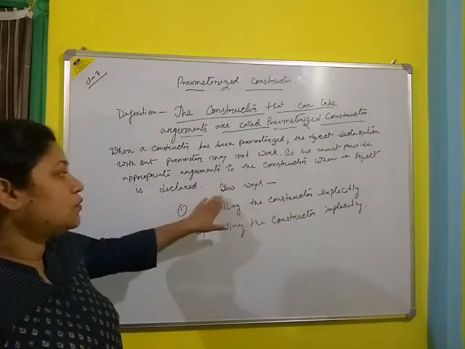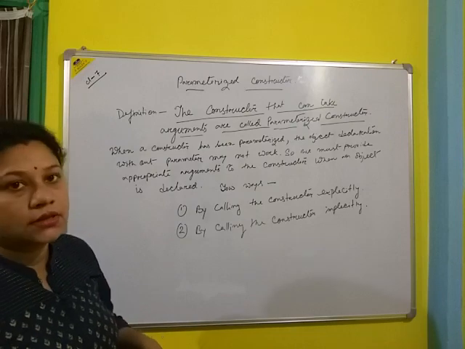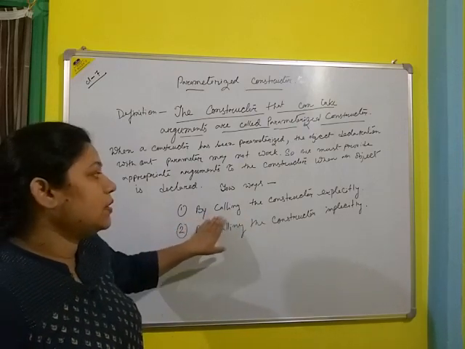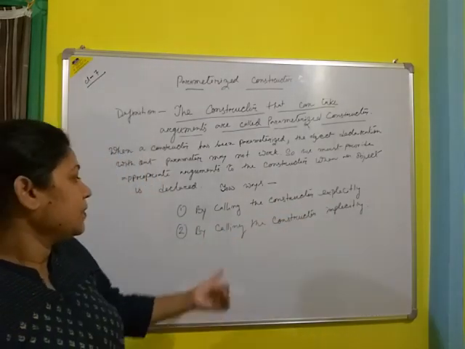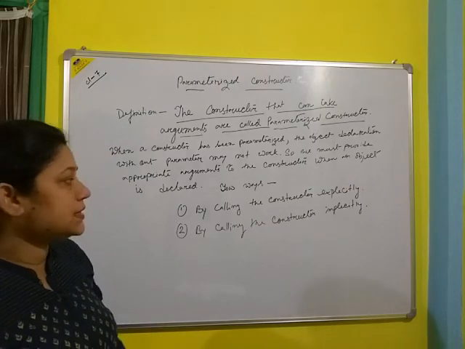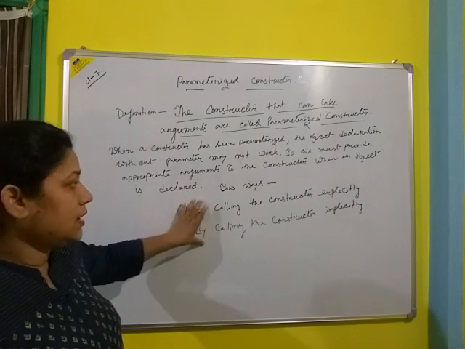So there are two ways of providing the parameter to the object. Number one is by calling the constructor explicitly, and the next is by calling the constructor implicitly. I am going to discuss these two methods by using a program.